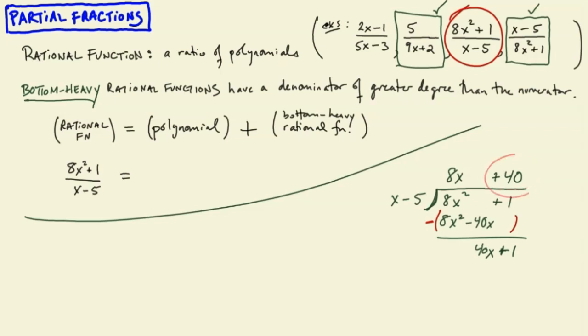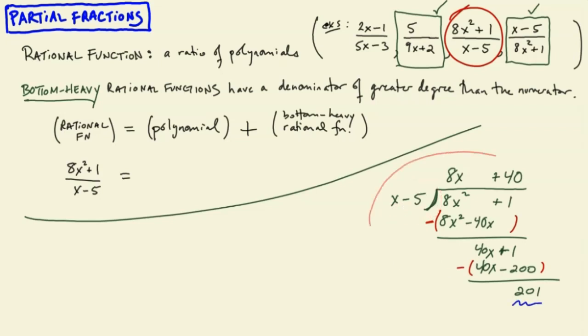But when I put it up here, I have to multiply that 40 back by these guys, which gives me 40x, certainly, but also, because of this minus 5, minus 200. So when I do this next subtraction, I'm going to end up with the 40x's cancel out, but then I get 1 minus minus 200, which is 201. And now I have reached something whose degree is lower than my original denominator. So this thing is my remainder.